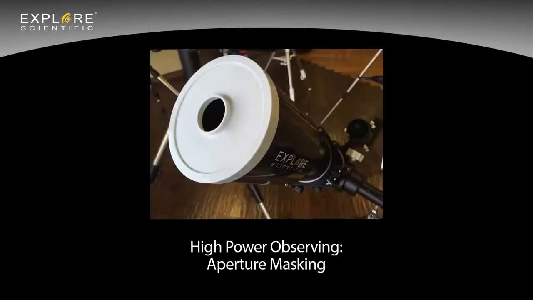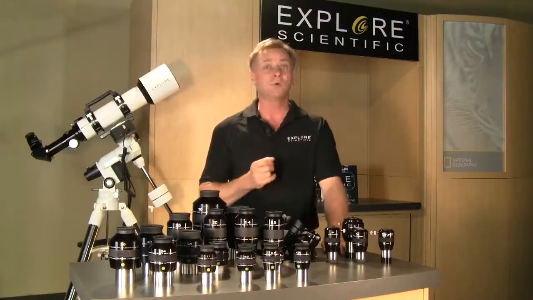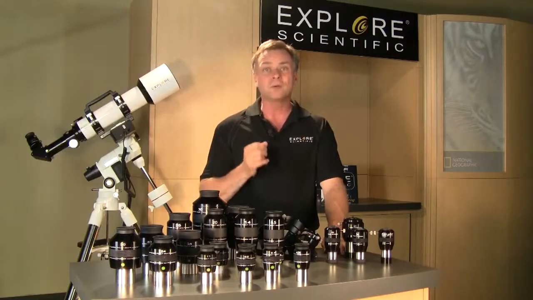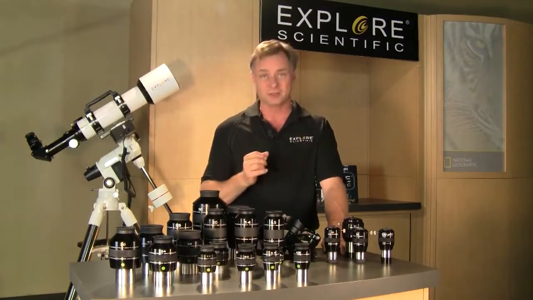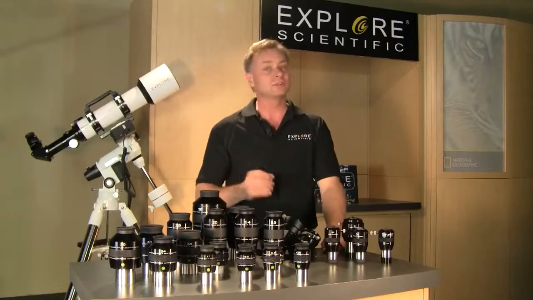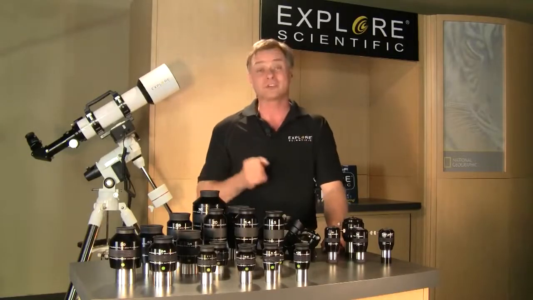What's aperture masking and how can it improve your high power observing? During times of poor to bad seeing, images of the moon, planets, and double stars observed at higher power can be improved by reducing the entrance aperture of your telescope. Masks can be made in various sizes from cardboard. With less aperture, there is less resolving power, but images will look sharper.